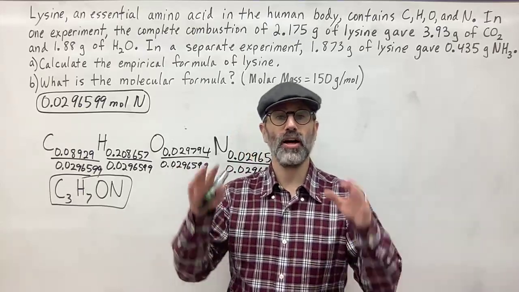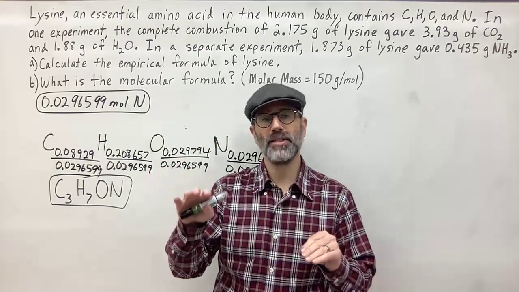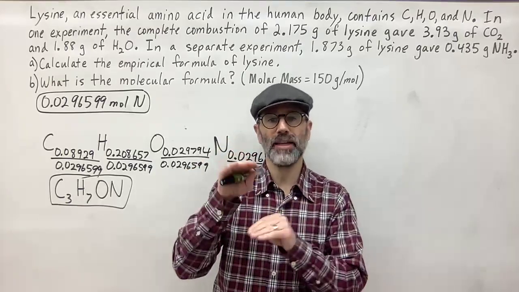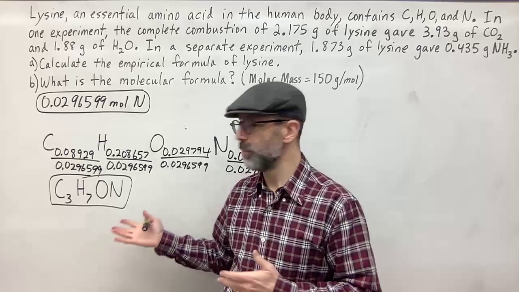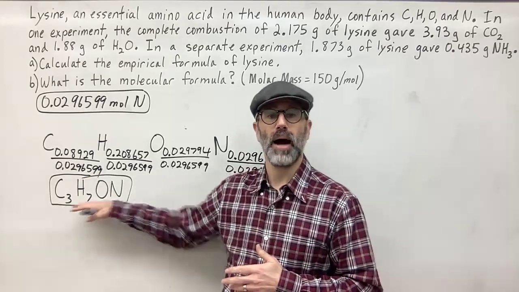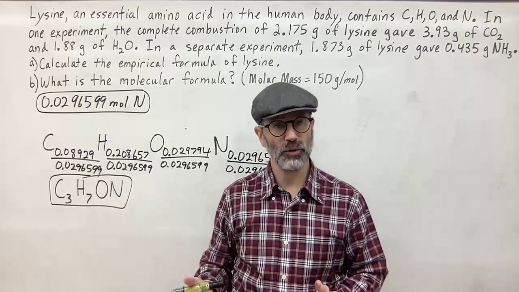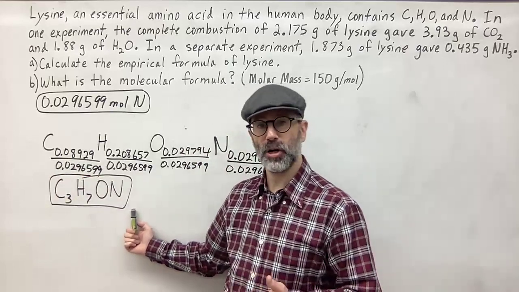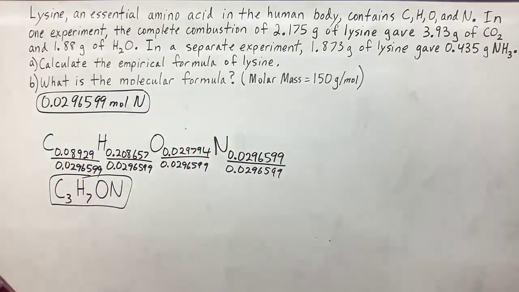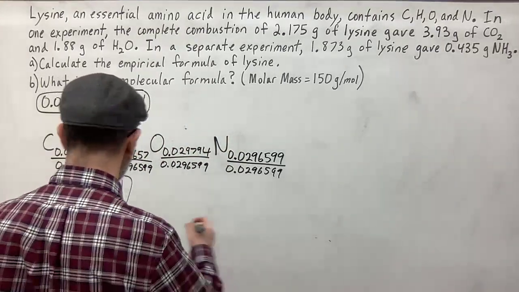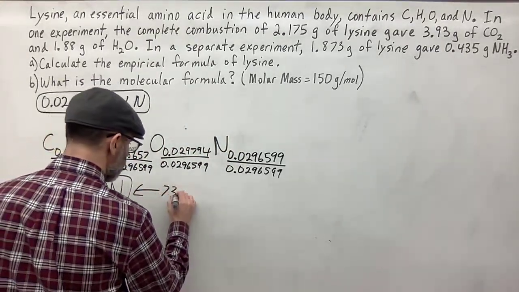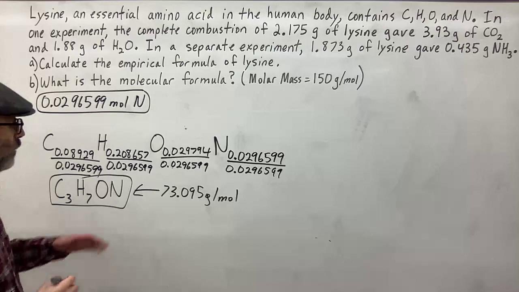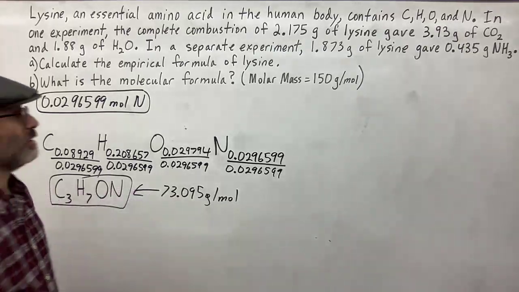So if we know the formula masses for both the molecular formula and the empirical formula, we can find the ratio and find the factor from those that we need to multiply by. And then we can multiply these by that number, and that'll give us the molecular formula. So we need to calculate the formula mass for our empirical formula. And when we do that, we get 73.095 grams per mole.